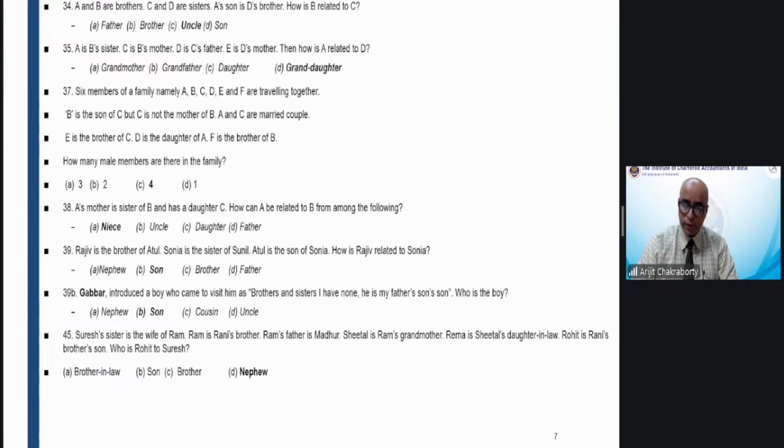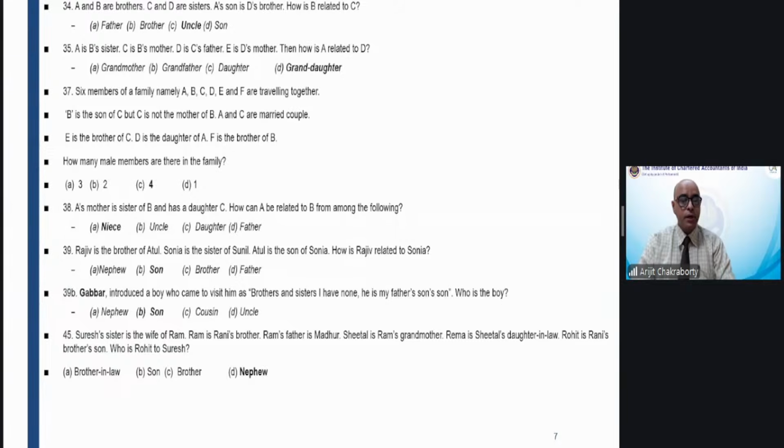Suresh is the brother of W because here we have Ram and W, they are husband and wife. W has a brother, Suresh. Okay. Ram is Rani's brother. Ram is the brother of Rani. Ram's father is Madhur. So many generations now. So we can say both Ram and Rani, their father is Madhur.